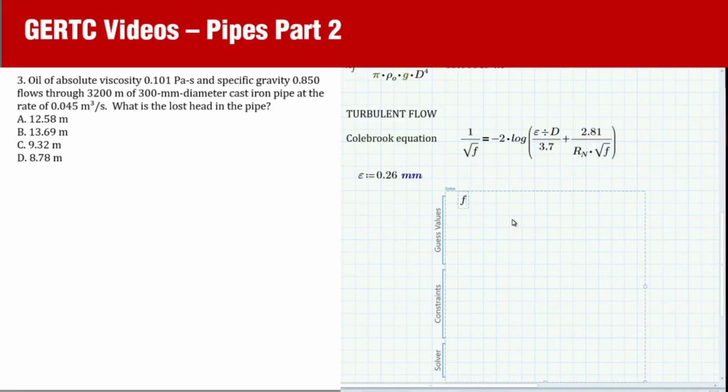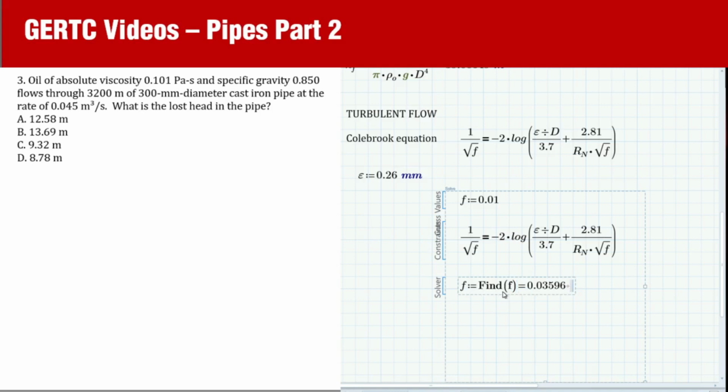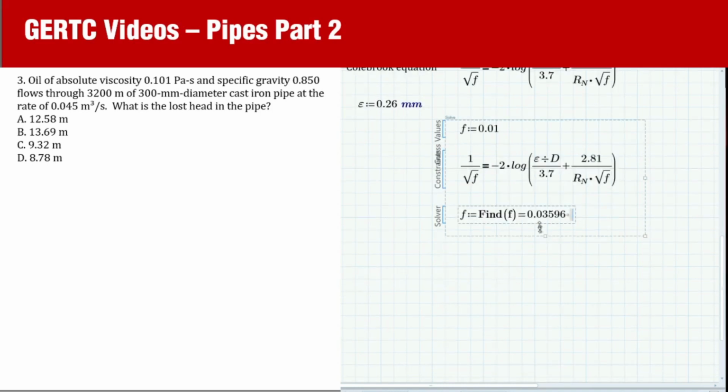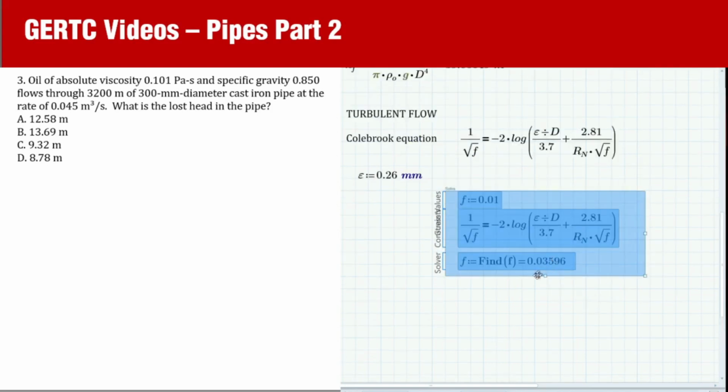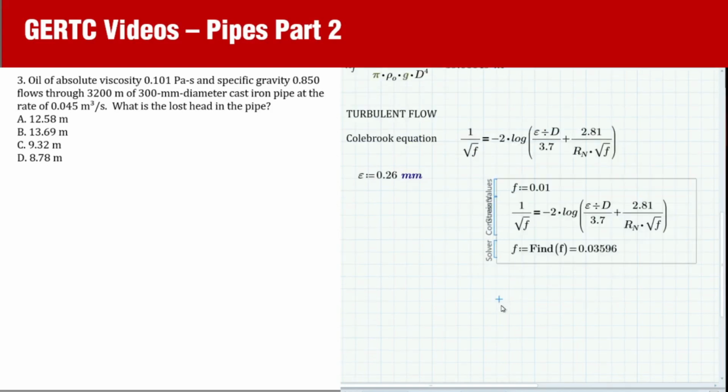So, mag-assume ako ng value ng F muna. Let's say, assume ako ng 0.01. Ilalagay ko yung equation which is this. Lahat naman ito known na except for the value of F. And then, ito na yung pinaka-shift solve natin. F equals find F. Okay, so I will not show na lang how to use calculator for this, but you know that already. Okay, alam nyo na yan. Ayun lumabas na F. 0.03596.